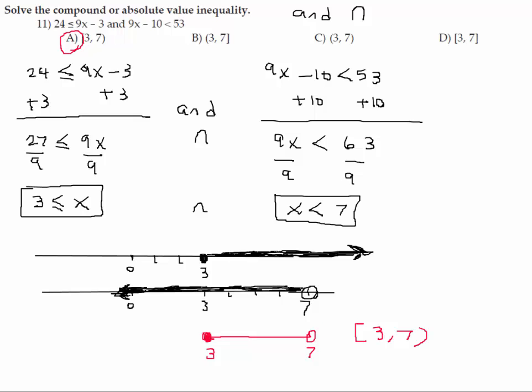A hard bracket like that means it can't go any further, is that correct? Yes, brackets mean the endpoint is included, so it's solid. We're saying 3. Parentheses mean the endpoint is not included. 7 is not part of the solution because it doesn't say equal to here. If it doesn't say equal to, we make a little hole here and use the parenthesis. If you are using brackets, the endpoint is included because it says equal sign here. Does that make sense? Okay, that makes sense.